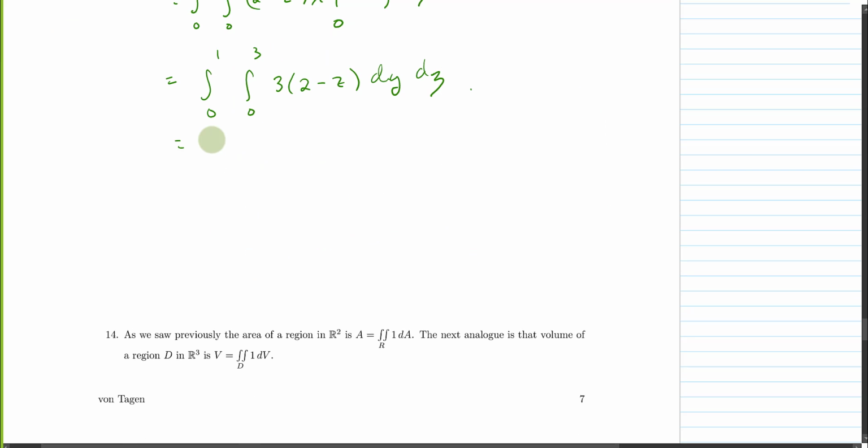Integrating now with respect to y is going to give me the integral from 0 to 1 of 3 times (2 minus z) times y, evaluated from y equals 0 to y equals 3, dz. And evaluating the upper and lower limits there gives us the integral from 0 to 1 of just 9 times (2 minus z) dz.